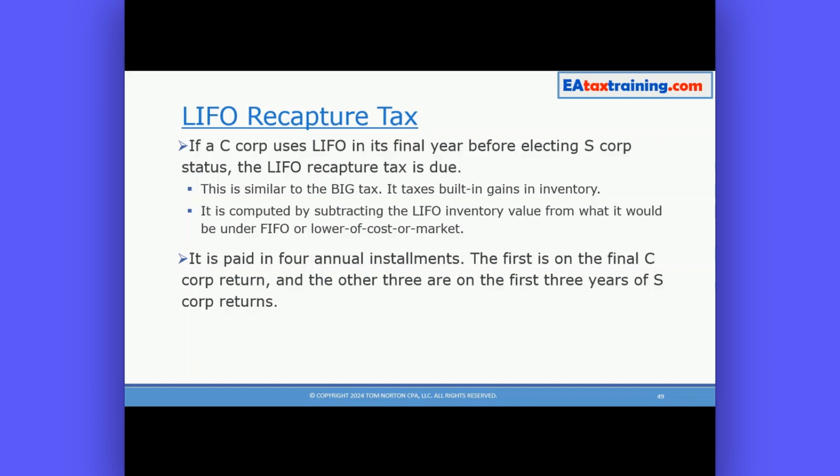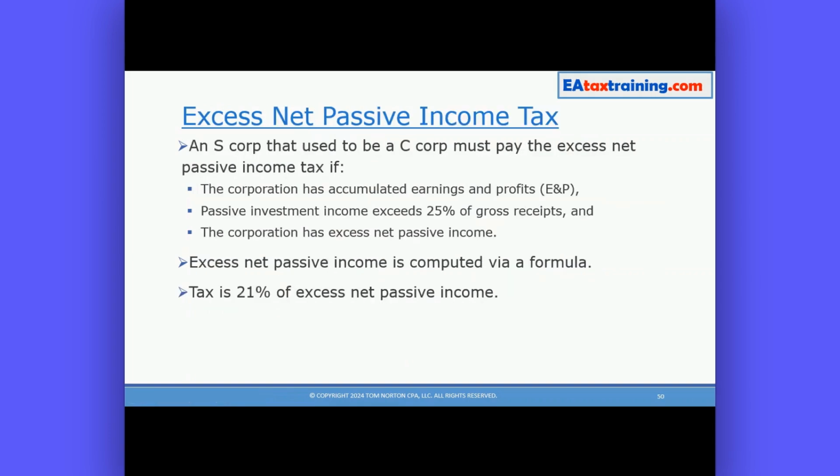Now, for this one, they let you pay this recapture tax in 4 annual installments. So you don't have to pay it all in the first year. So you make your first installment on the final C corporation tax return, and then you make the other 3 installments on the first 3 years of S corp returns. So remember for the exam that it's the difference between the FIFO and LIFO inventory values. Pay that 21% tax, but that you get to pay it in 4 annual installments.